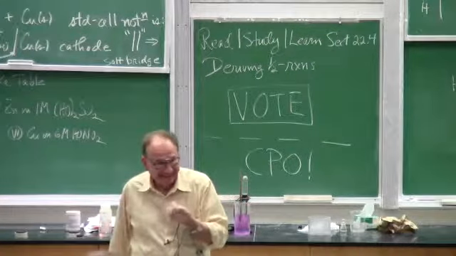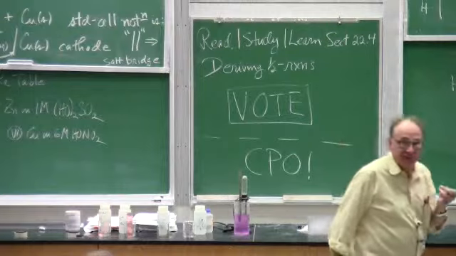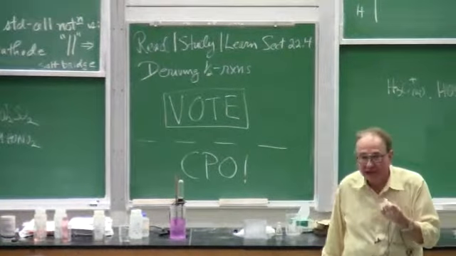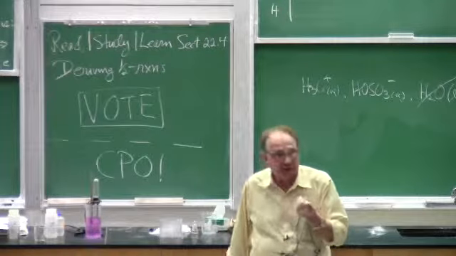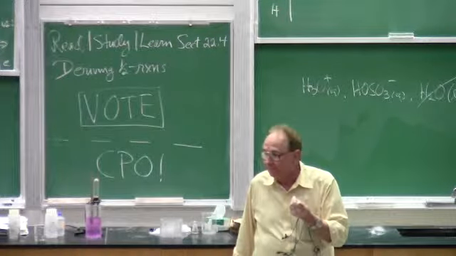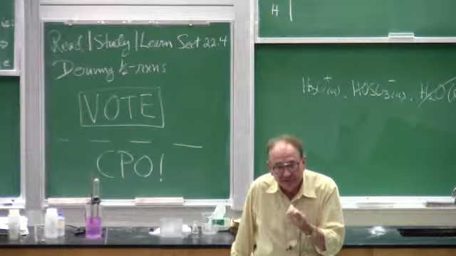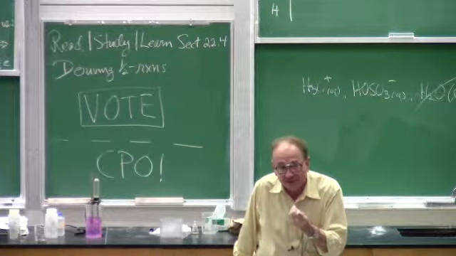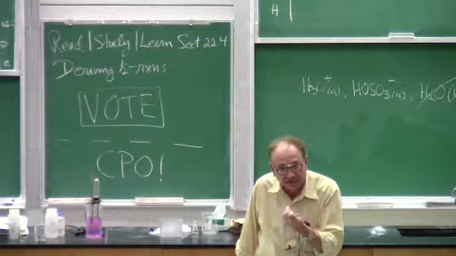0.0. In the 0.0 system, we got vigorous evolution of a gas. In the 7.0 system, we got no gas evolution. We got no reaction. And if we capture some of this gas and analyze it, we'll find out that it is hydrogen.